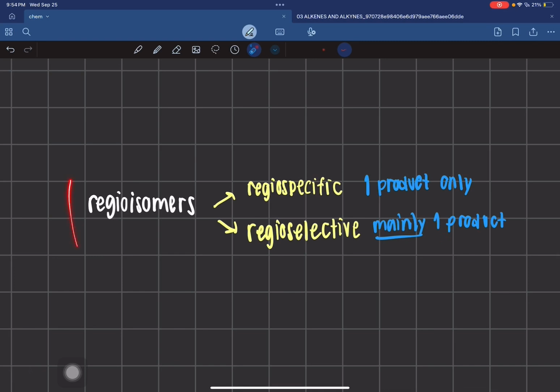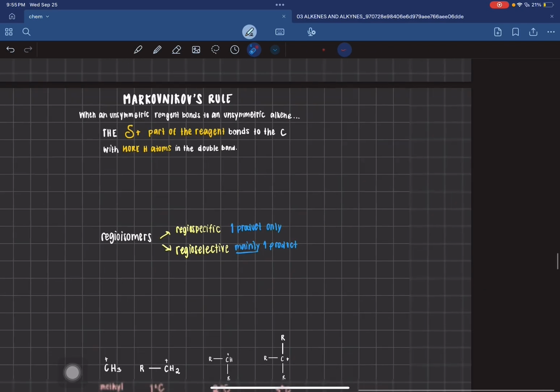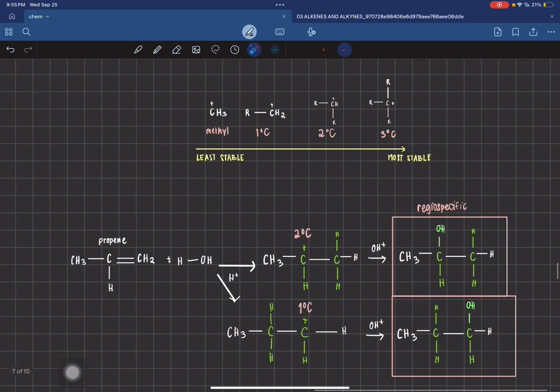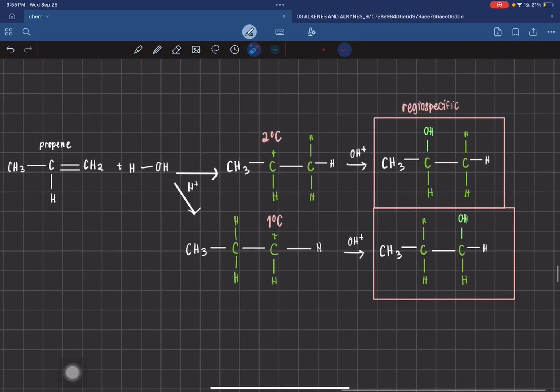We call them regioisomers. Sa regiospecific, isang product lang yung lumalabas sa reaction. Sa regioselective, mainly one product. So, ibig sabihin, dalawa pa ring products yung lumalabas, pero yung isa doon ay mas favorable. Okay? So, let's analyze yung hydration reaction ng propene in terms of Markovnikov's rule.